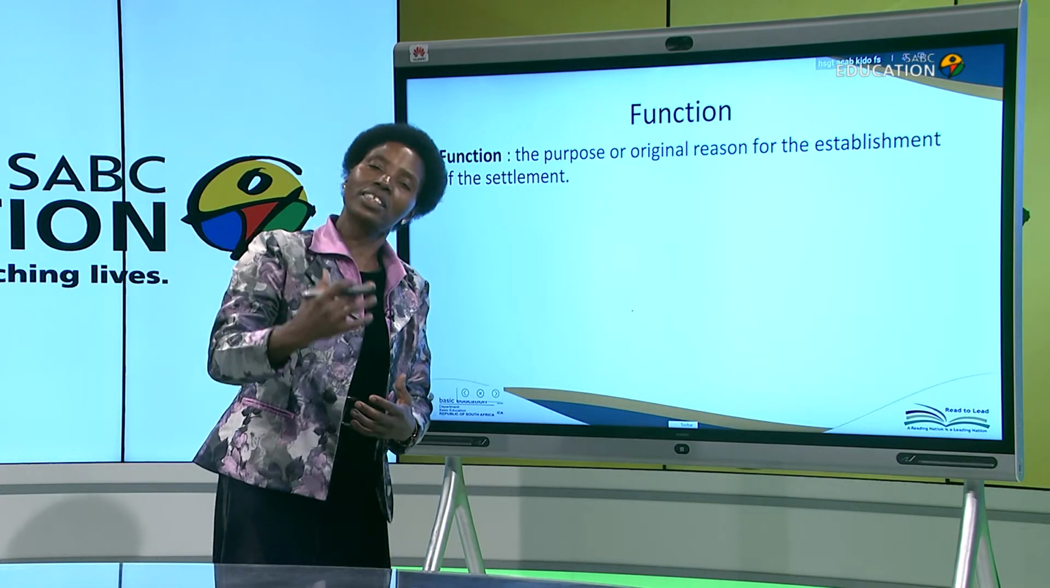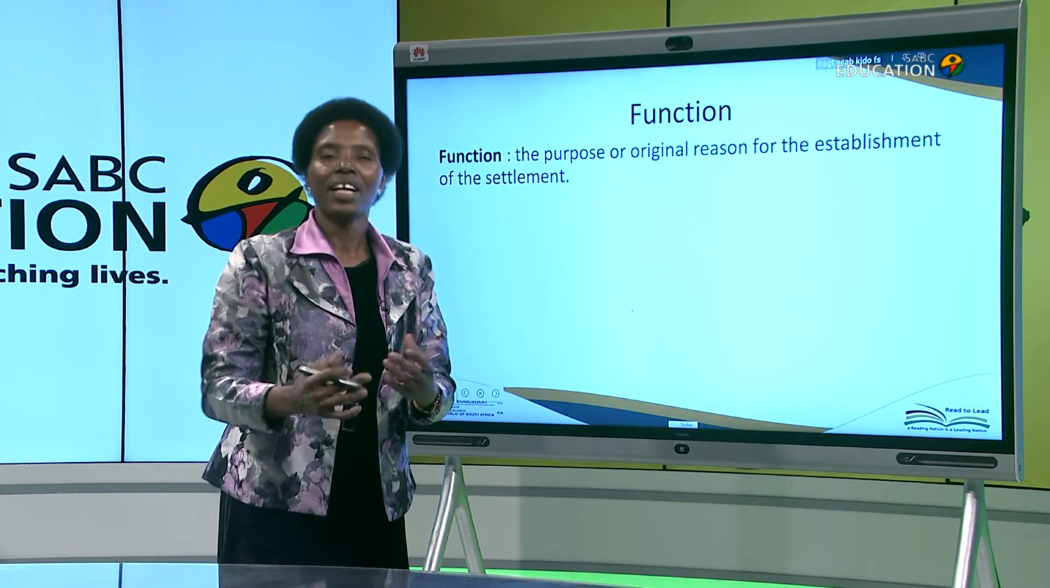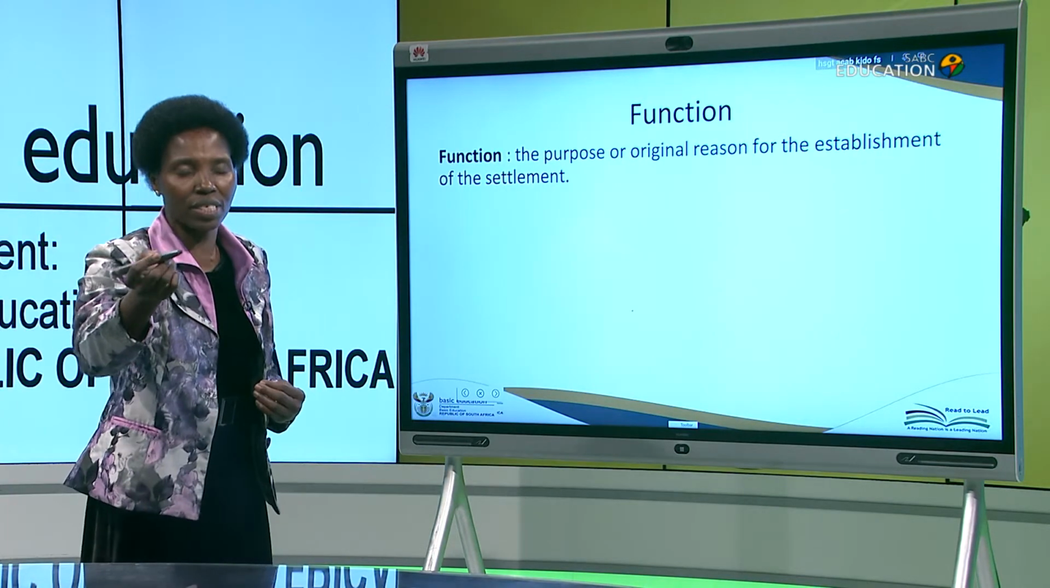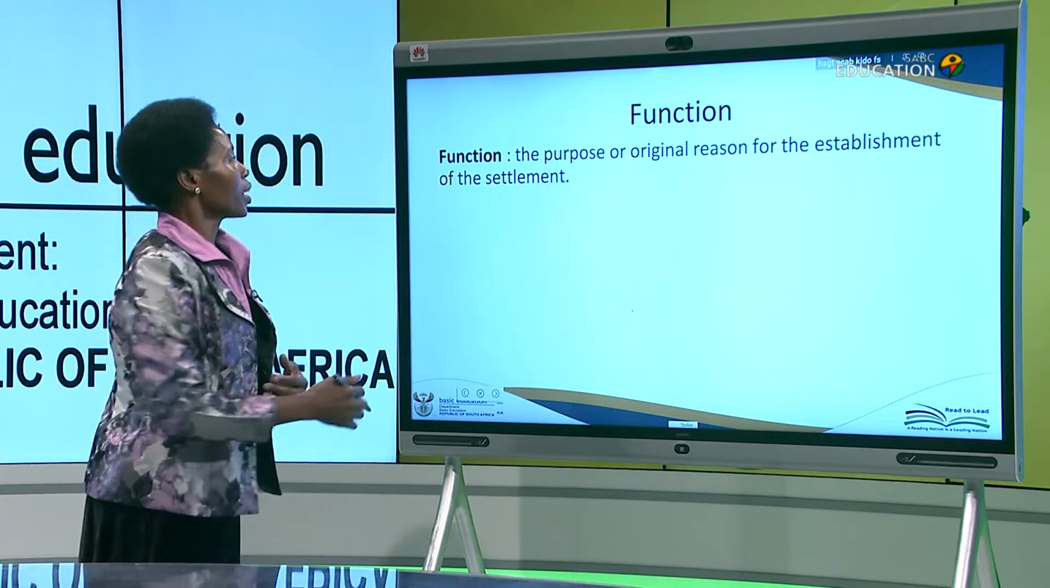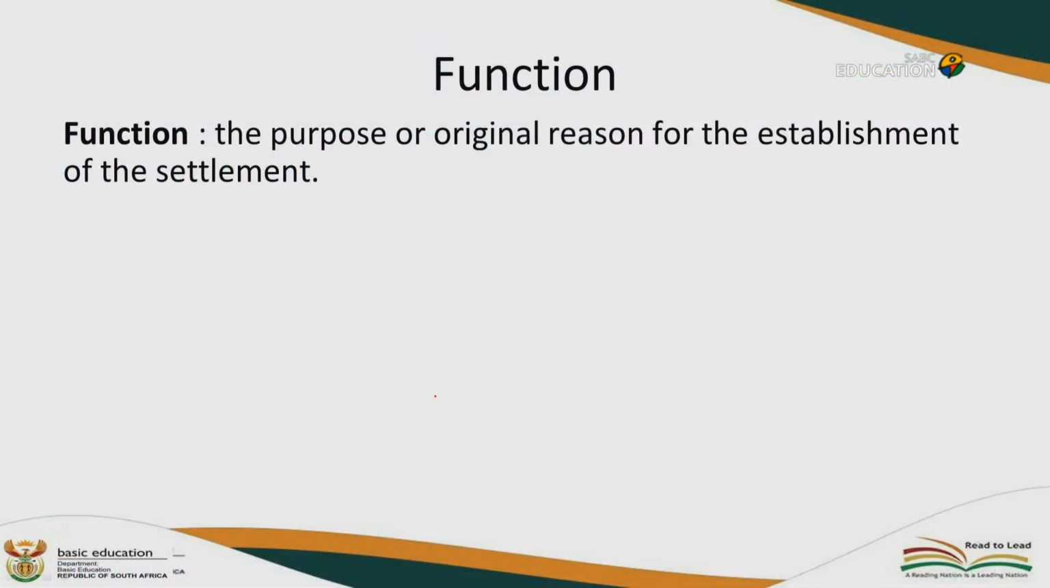Now they will start manufacturing raw material. When they manufacture raw material, that's where you find that it's no longer a primary activity, now it's a secondary activity. Okay, so the original reason for the establishment of the settlement is a function. The more the function increases, the more we have a type of urban settlement.